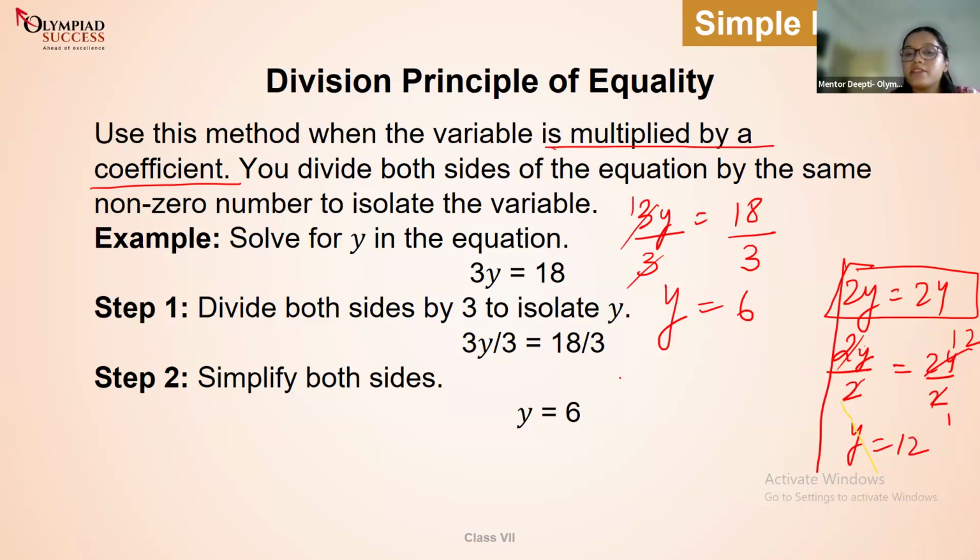Or what you can do is, with 3y equals 18, whatever is in multiplication on the LHS will go to the division part when it is transferred to the other side. So y equals 18 by 3 anyway. If you do not choose to divide by 3 on both sides, you can simply take the coefficient 3 to the other side and divide. Okay, you can do that also.